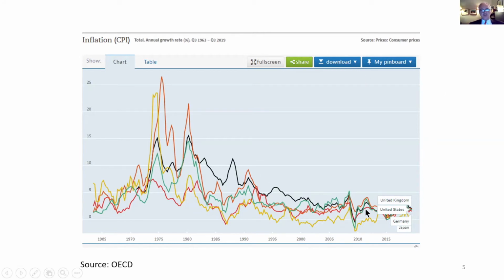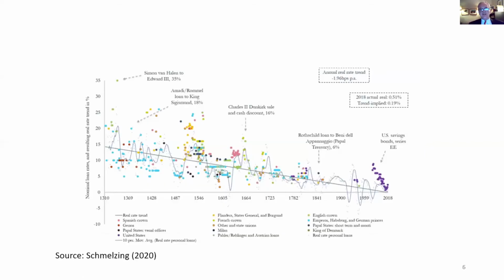This slide here shows the extraordinary behavior of interest rates since the 80s. And here it shows the even more extraordinary behavior of interest rates going back, according to Schmelzing, to the late Middle Ages. We are likely, according to this approach, to have central banks that are effectively unable to fulfill one of their narrow roles, that of traditional stabilization policy, the pursuit of price stability, or a dual mandate, because they are constrained by the effective lower bound.